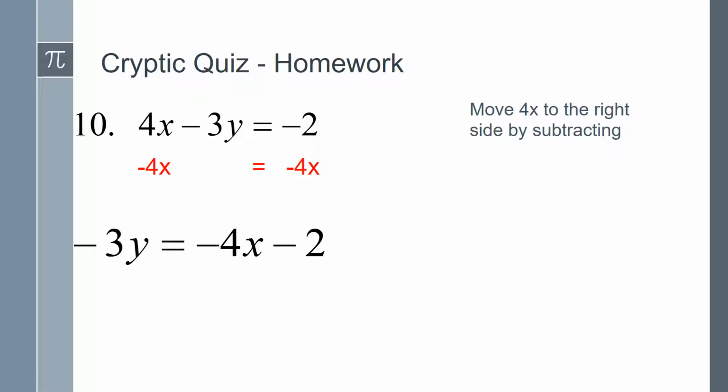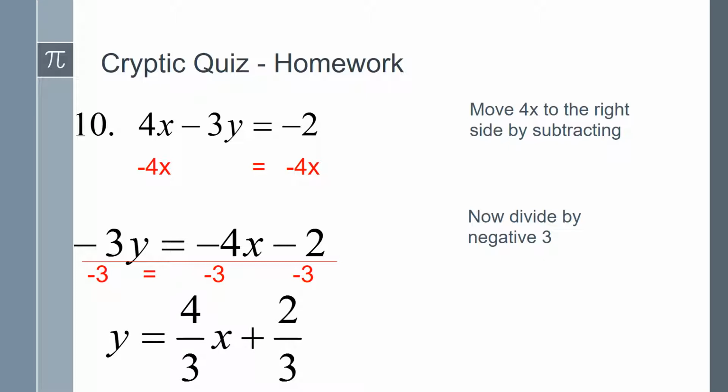So now we need to get rid of the negative 3. So we're going to divide both sides by negative 3. And we divide everything by negative 3, even though it gives us fractions. Fractions are preferred to decimals, but we can just write that as negative 4/3, and a negative divided by negative makes it positive 4/3, sorry. And then negative 2 divided by negative 3 makes it positive 2/3.